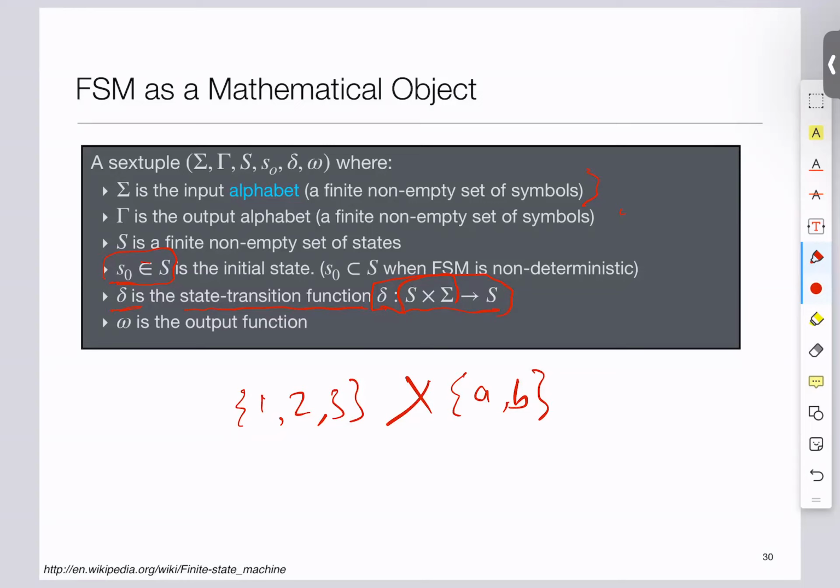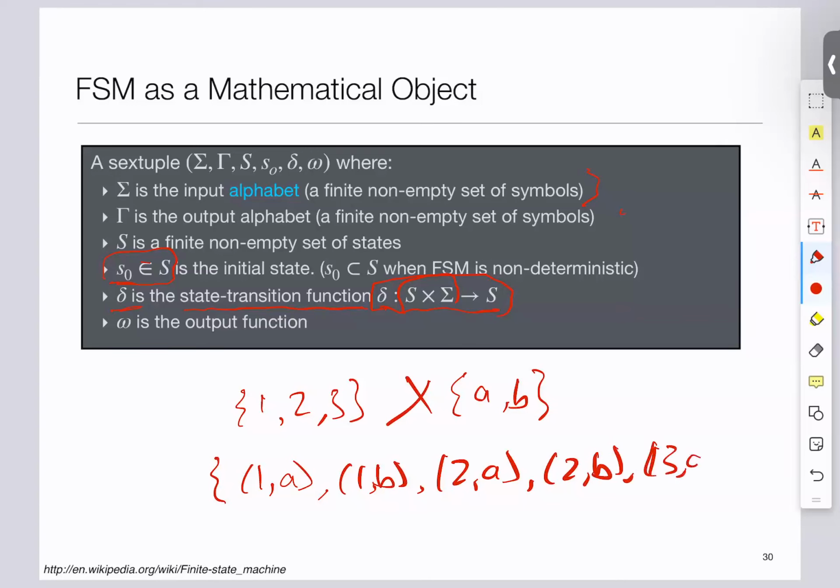But in this case, when you take the cross product of two sets, you look at every possible combination of elements from the two sets. So this would be a set consisting of 1 comma A as one member, 1 comma B as another, 2 comma A, 2 comma B, 3 comma A, and 3 comma B. So it's all possible combinations. And then it is mapping them back to a state.